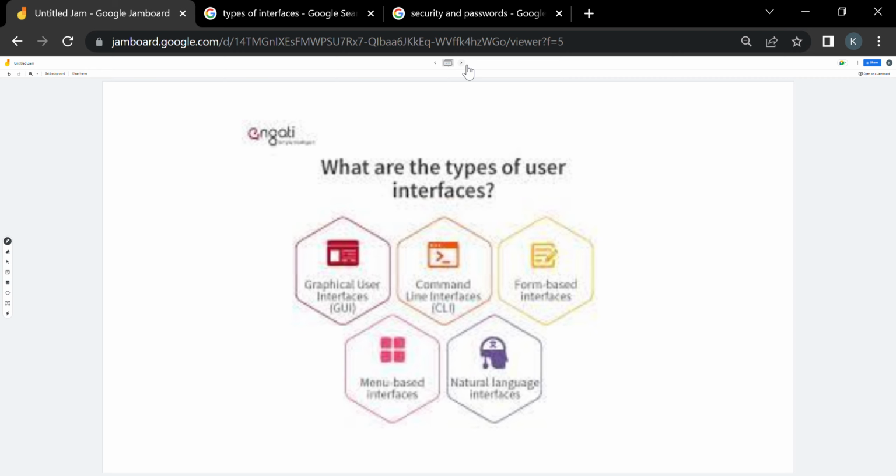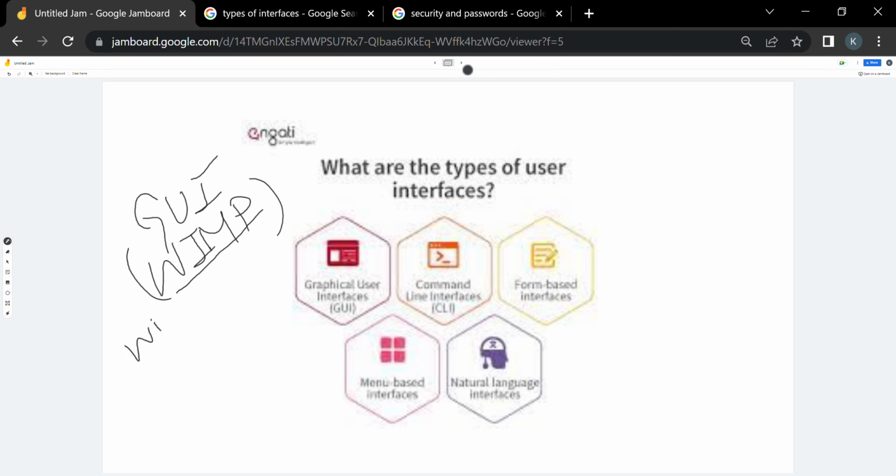So let's discuss different types of user interfaces. Graphical user interface, where you can see different graphics on your computer. Along with the graphical user interface, there is another connected term, WIMP. WIMP stands for window, icon, menu, and pointer.